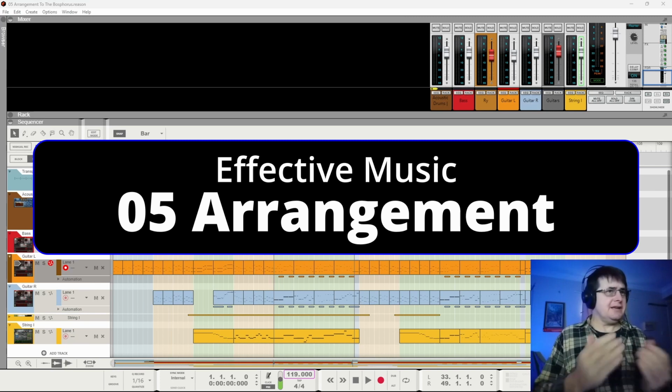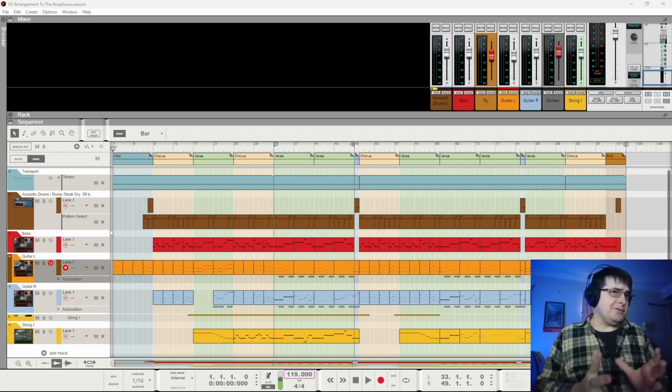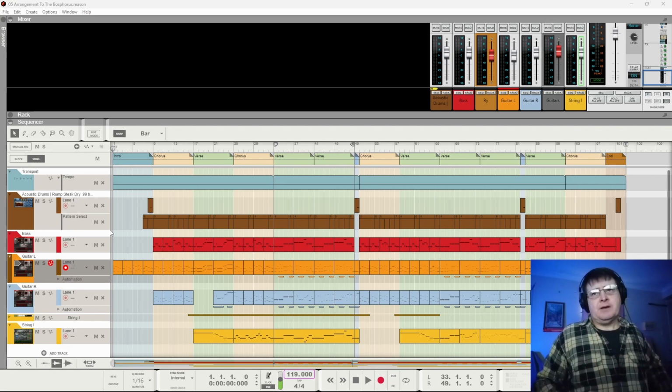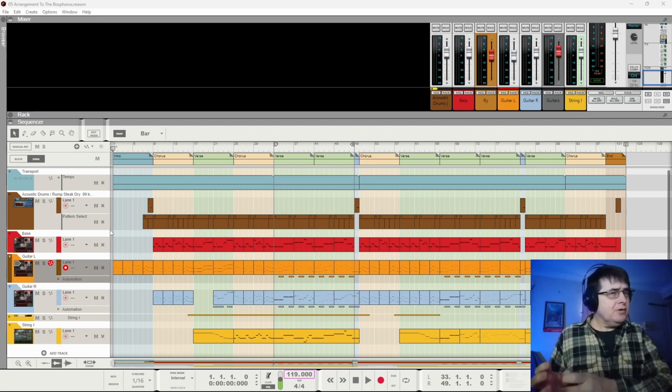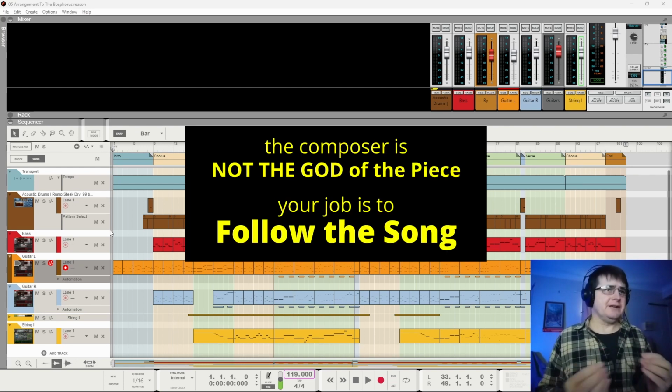This time we are taking a step backwards, so we're not going to be inside the sequencer as much, although we are, really, and we're looking at arrangement. This should not be done before we actually have our piece going where it needs to go for itself. Now remember always, when I'm writing a piece, I'm not the god of the piece.